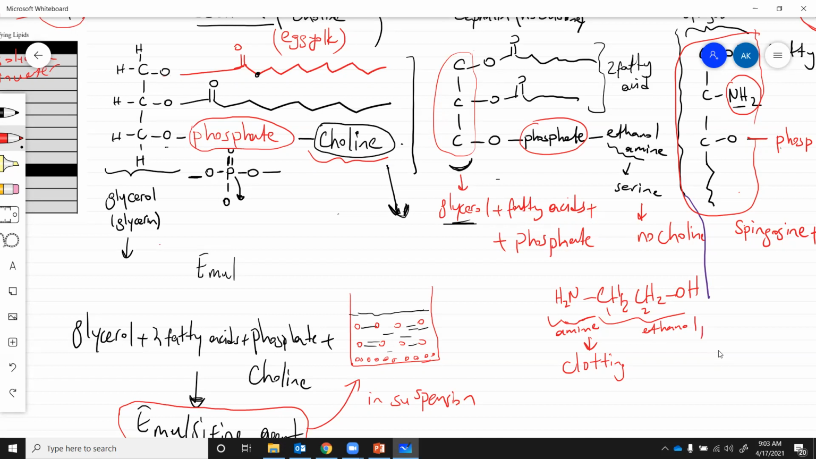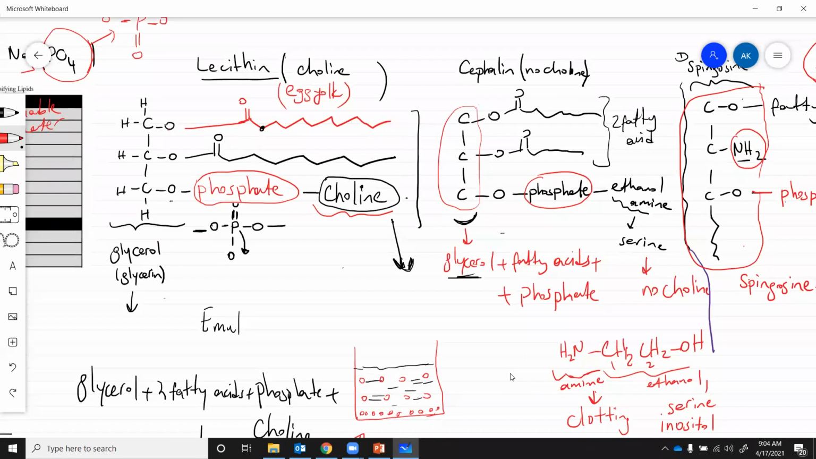It can be ethanolamine, it can be serine. I'm not going to give you the molecules, and another one is, I believe, inositol, something like that. But the key here is you're not going to have choline. If you don't have a choline, then we are going to call you a cephalin.